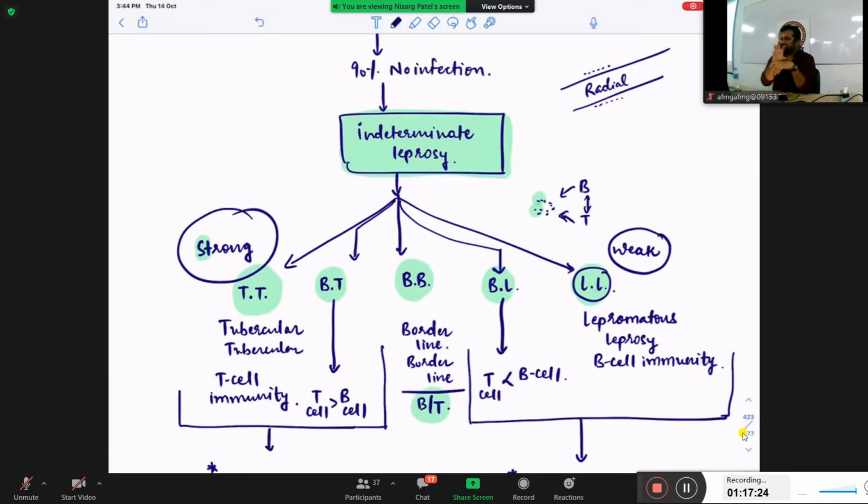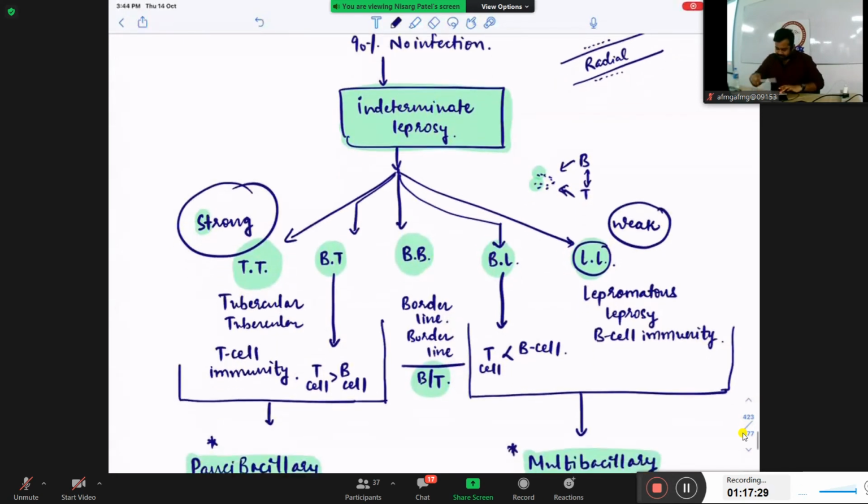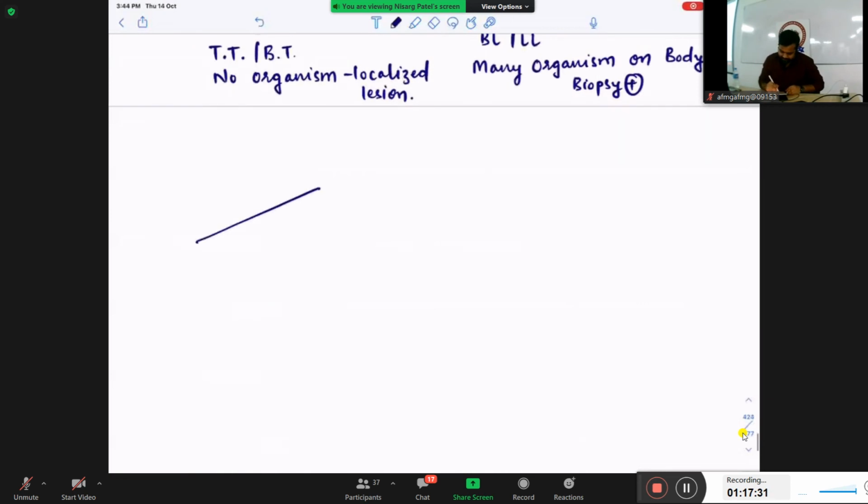Though T cell immunity is a very strong immunity, let's take an example. This is my radial nerve. In this radial nerve, as I told, these are the bacilli. If I have a strong T cell response to the bacilli, I will form the granuloma. T cell immunity causes granuloma. But by forming the granuloma, I compressed the radial nerve, so I developed the radial nerve palsy.